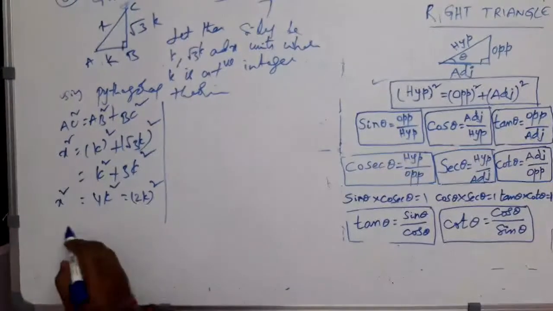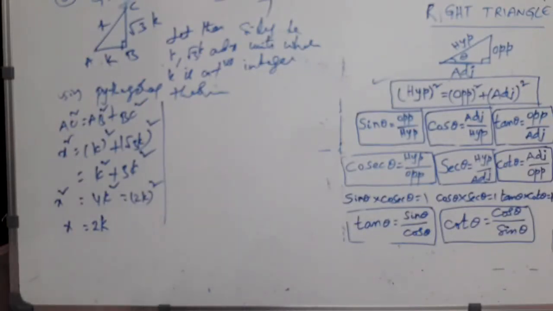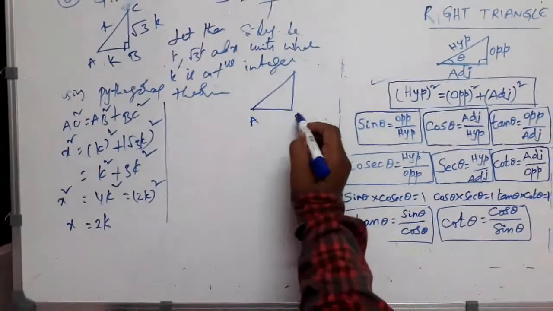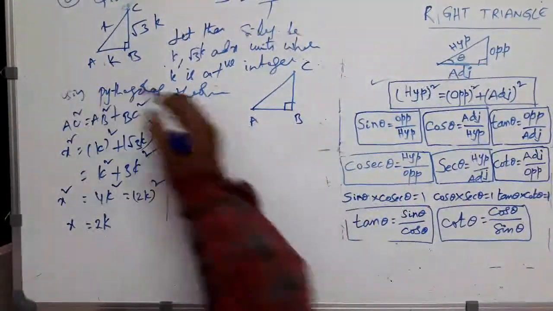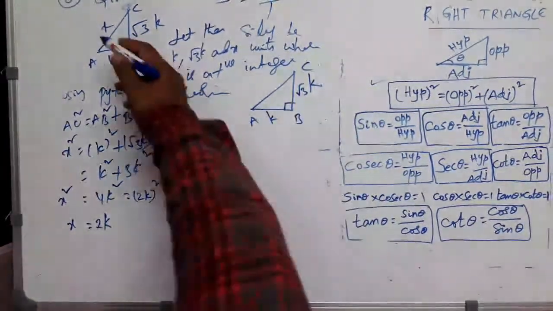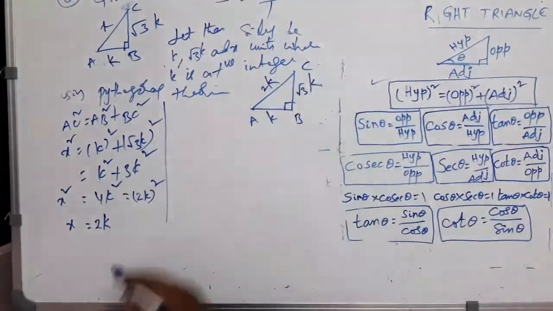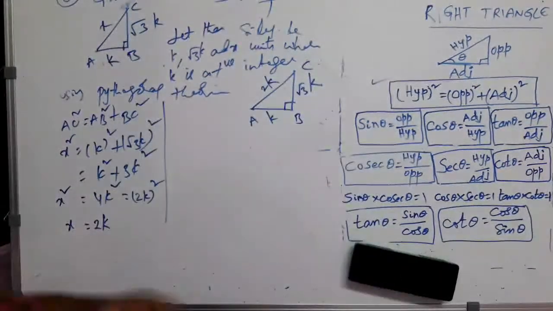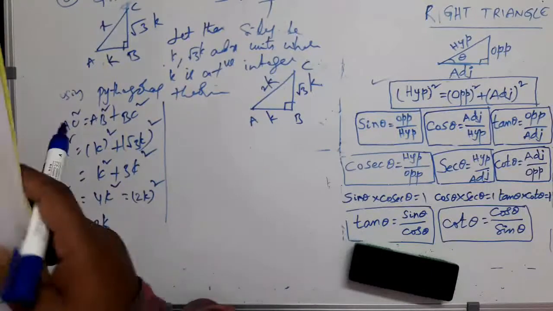But 4k square, can I express this as something square? Yes, 4 is 2 square, 2 square into k square. So 2k whole square, can I write? Yes, x square is 2k whole square. So what can I say about x? x is 2k. So now my right angle triangle appears like this. This is k, this is root 3 into k, and the third side x is 2k. Whatever ratio I want, I can now consider from this, because I know the values of the sides of the triangle, all in the same units.